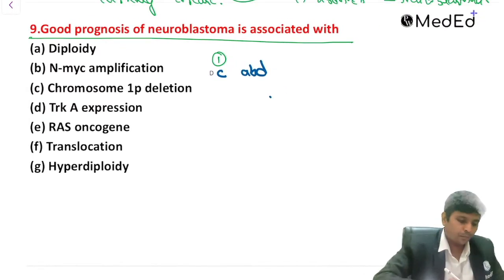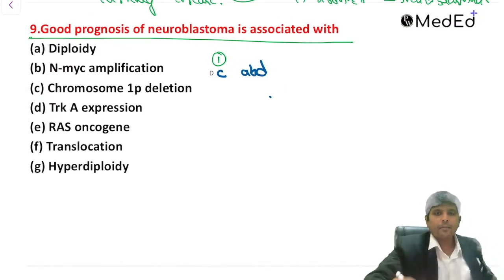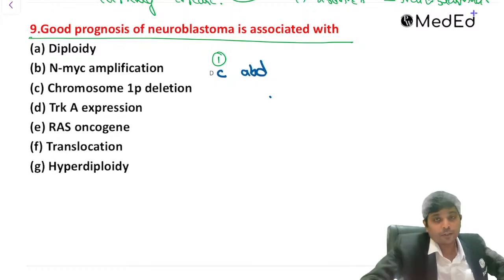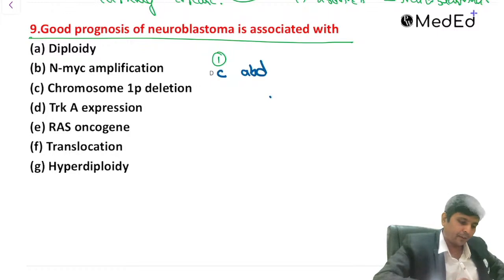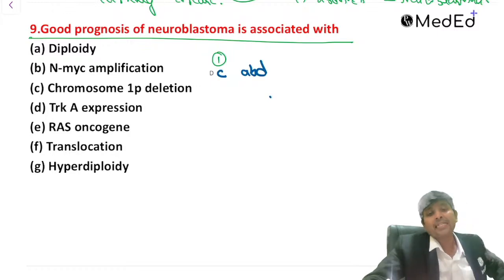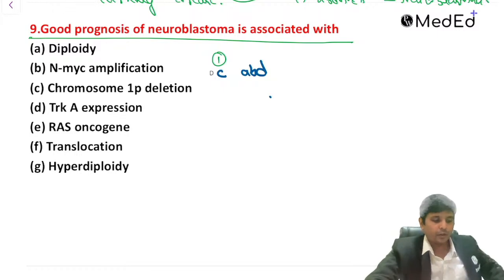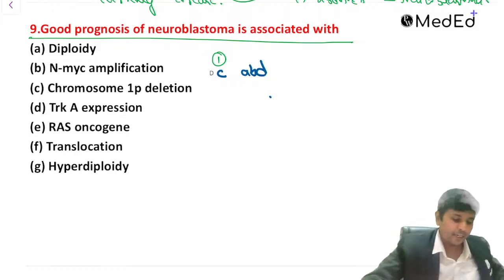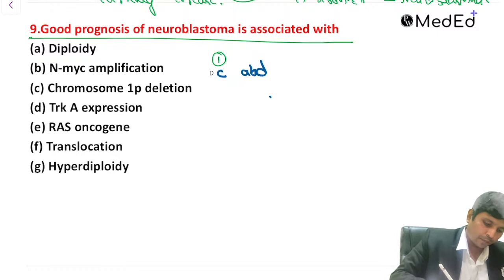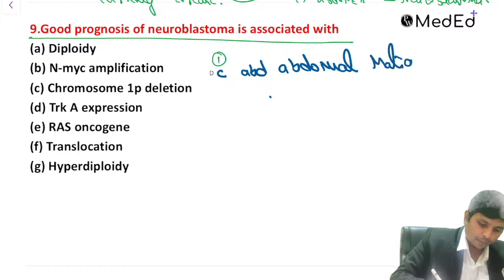So this is the most common abdominal malignancy. Which one? Neuroblastoma. And it is the most common abdominal malignancy of infancy, and it is the most common, what is that? Extracranial solid tumor. Most common solid tumor overall is brain tumor.